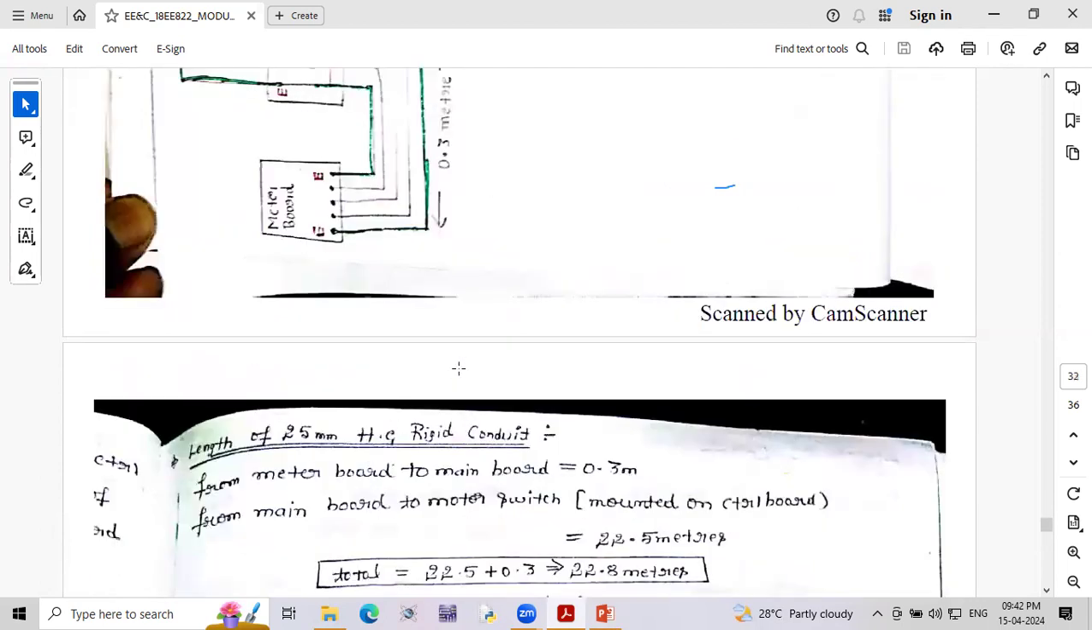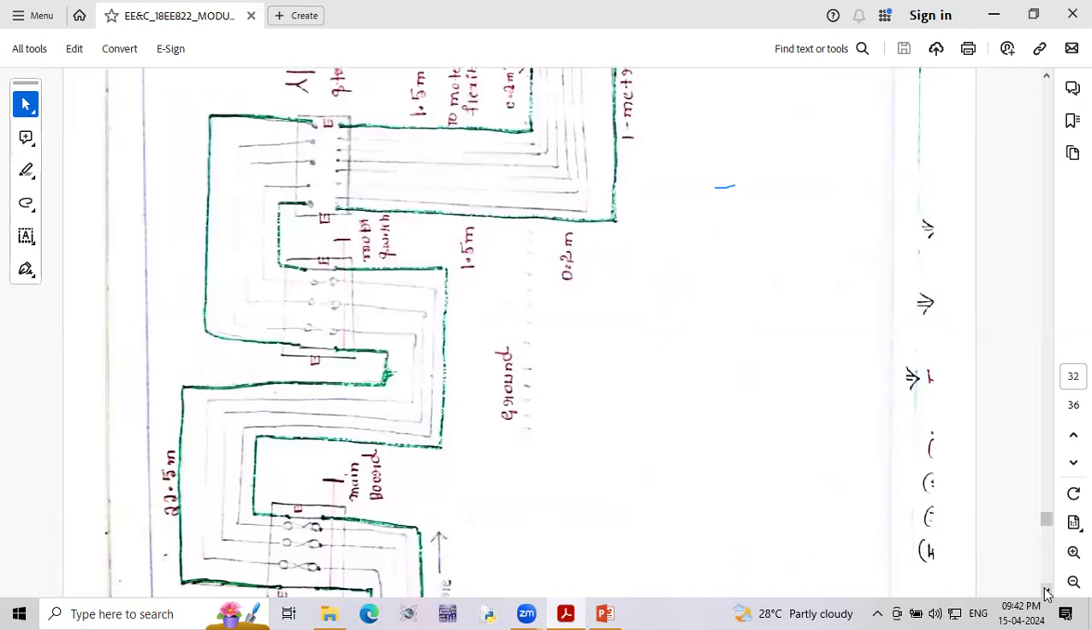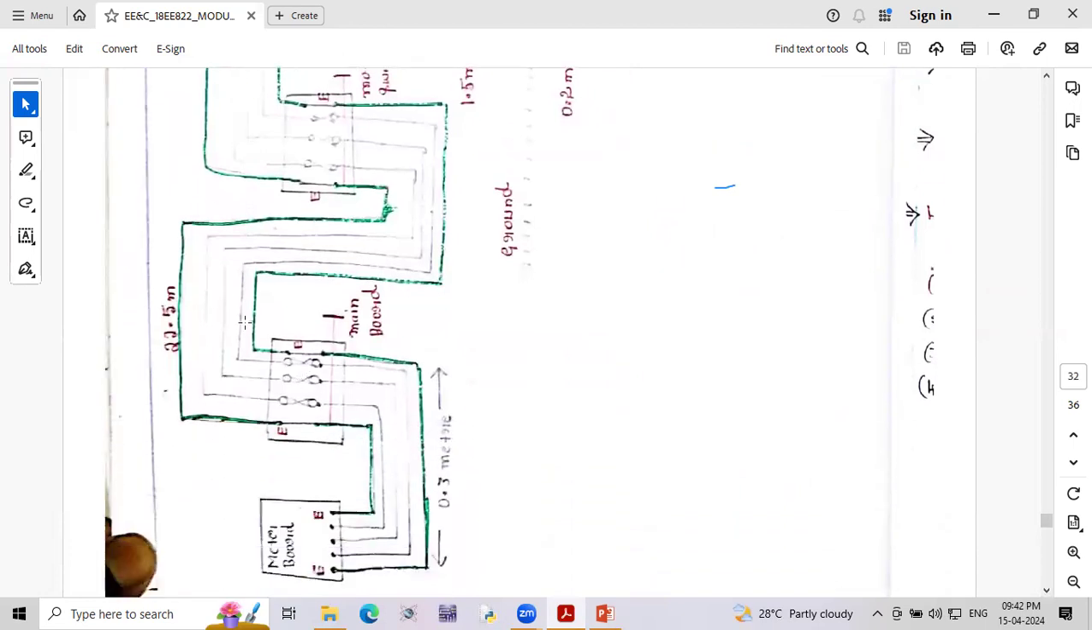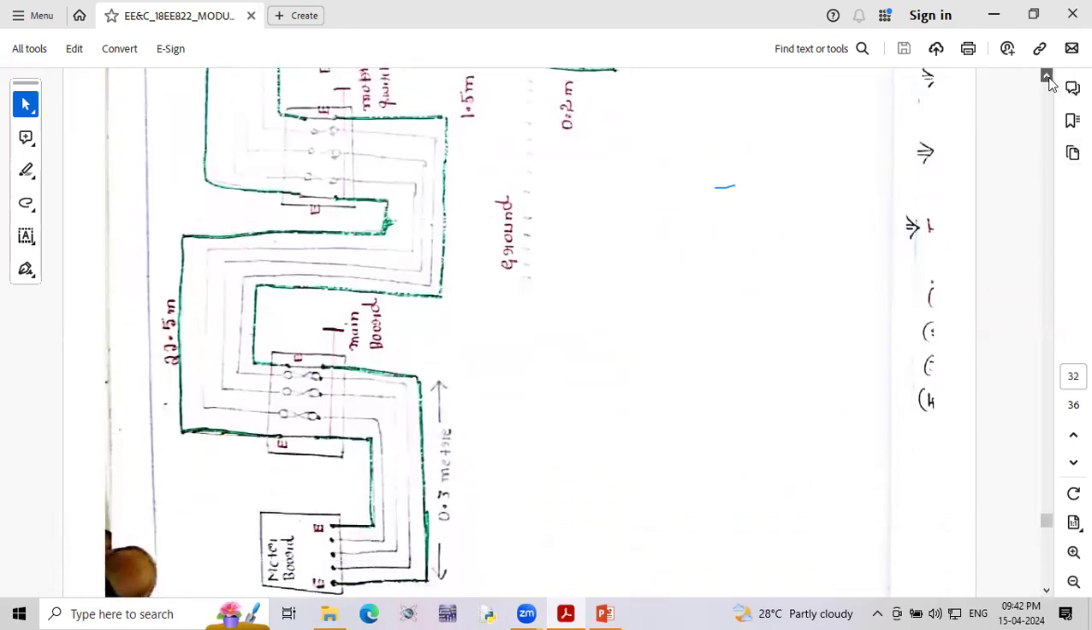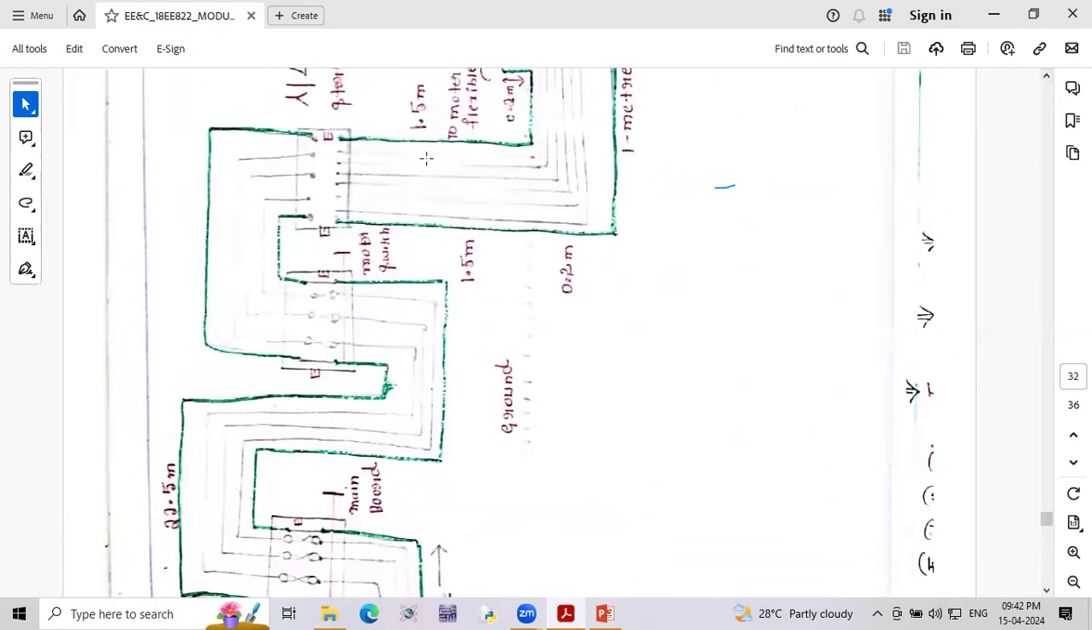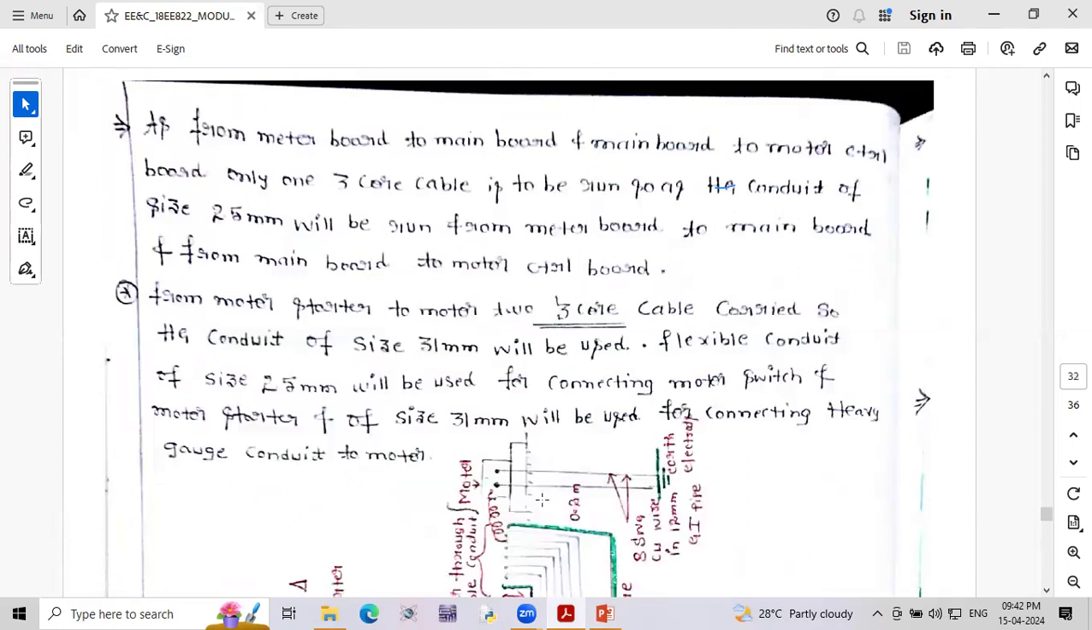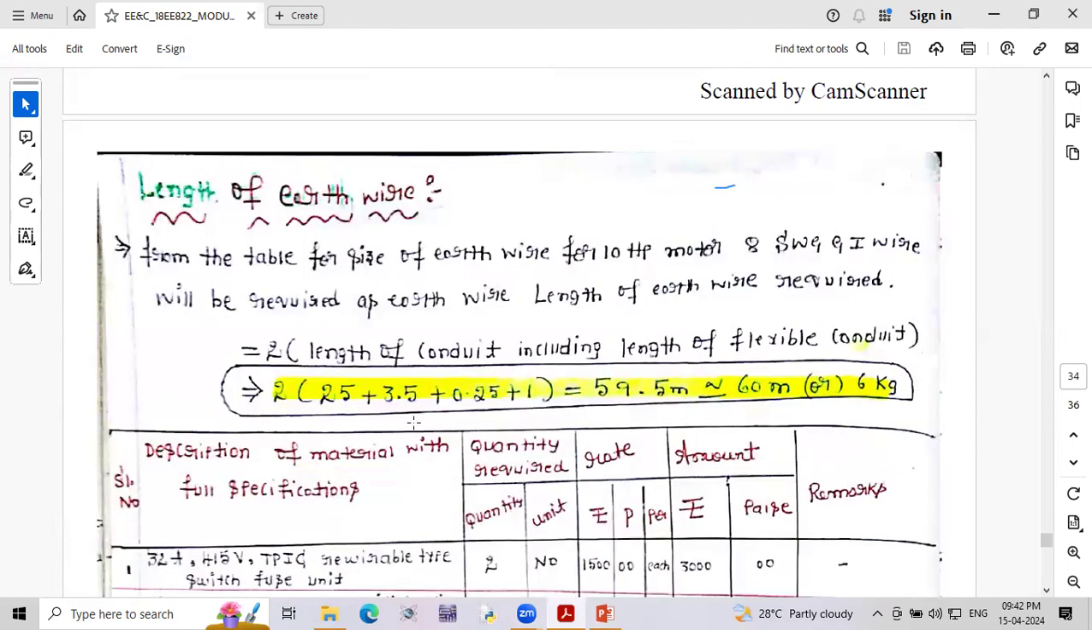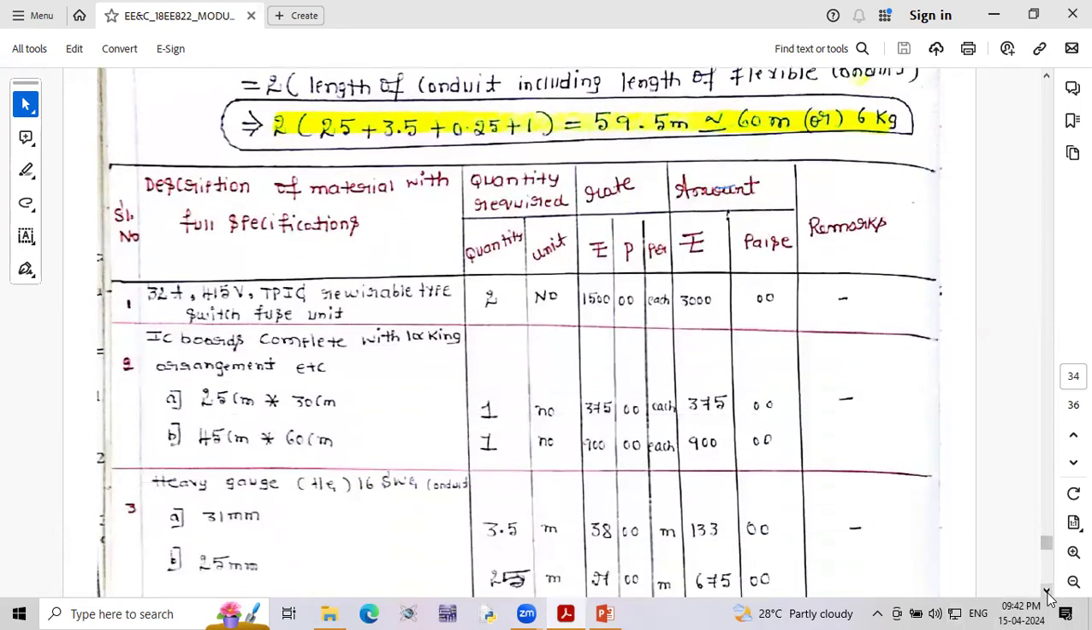From here to here, what is the length? 0.3, 22.5, 1.5, 0.2, 1 meter, 0.2, everything we should take down. So in total we are going to get 6 kg. Okay, now each and every component we should place.